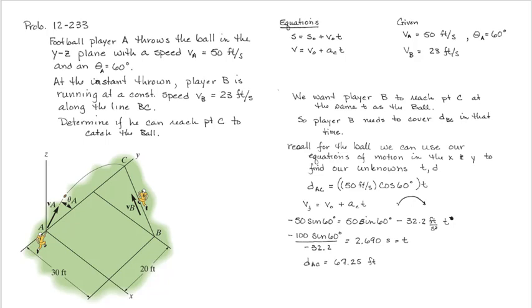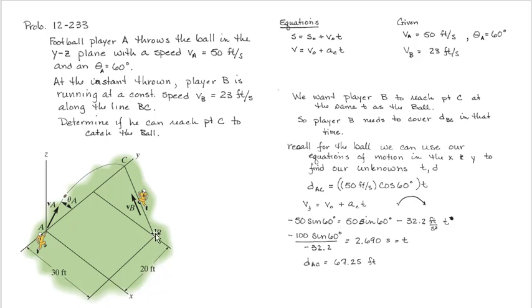So one of the things we're going to do, this happens to be problem 12-233, and we've got a football player that's going to throw the ball. So we've got projectile motion, right? And we're going to make the assumption that both players are going to be this. So this is going to be a nice, where we start is where we finish kind of a problem. And so we're given the initial velocity and the angle of the ball.